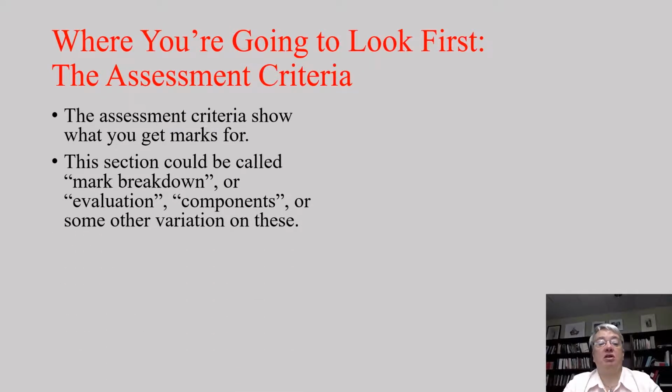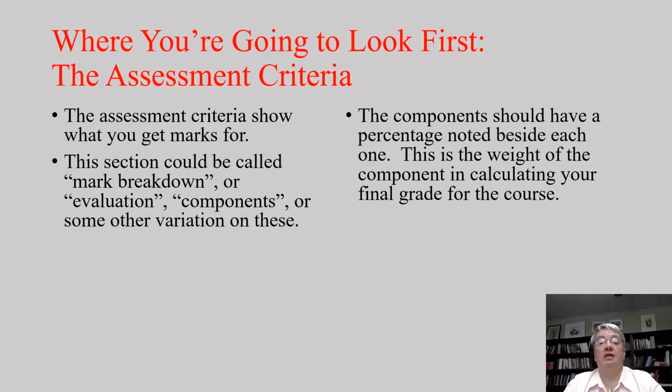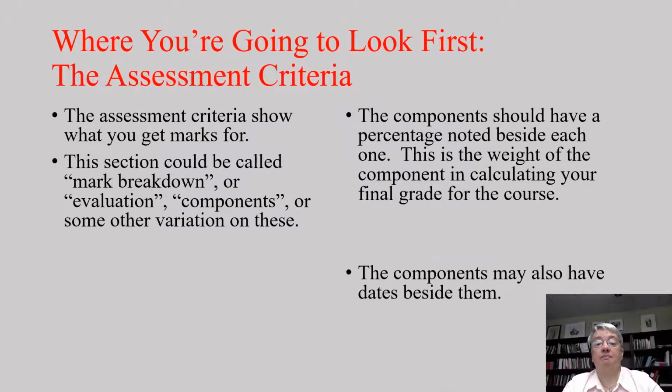This section could be called the mark breakdown, or evaluation, or components, or some other variation on these. But really, it's a list of the things you're going to be doing to demonstrate your learning and to enhance it through the term. The components should each have a percentage mark noted beside them. This is the weight of the component in calculating your final grade of the course. If you keep track of how you've done on each component of the course as you go along, you'll be able to gauge your progress.